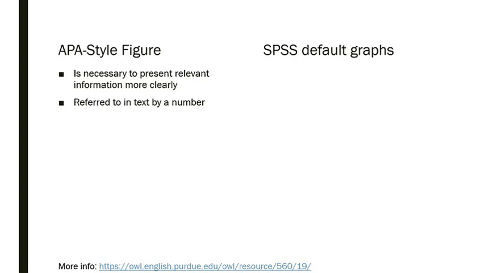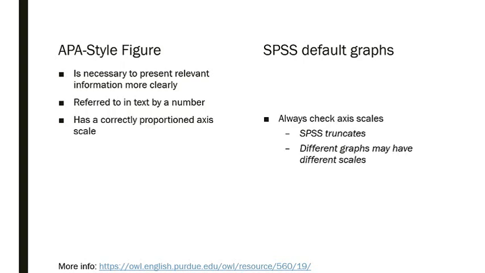Okay. A requirement of an APA style figure is that it has a correctly proportioned axis scale. What I mean by that is that it's meaningful to the viewer. You don't take up the entire graph. If you show the minimum value at the bottom of the graph and the maximum value at the top of the graph, it's going to look like changes are big changes, whether they're actually big changes or not. So think about, does this graph allow the viewer to interpret the data honestly?